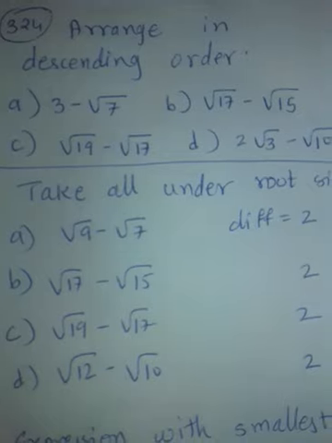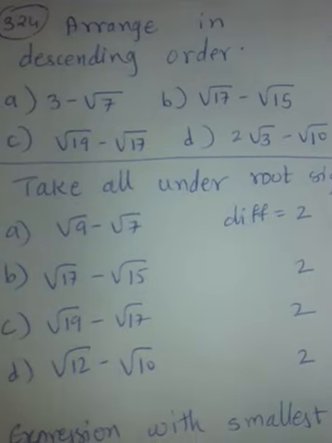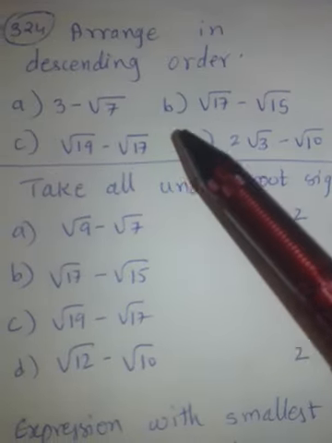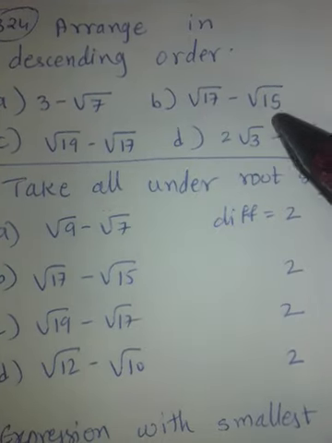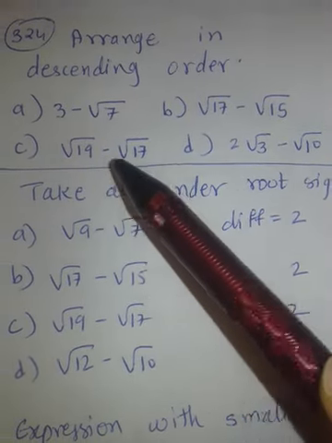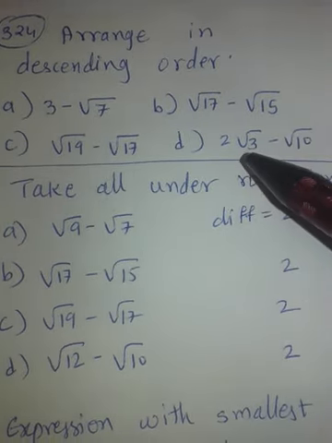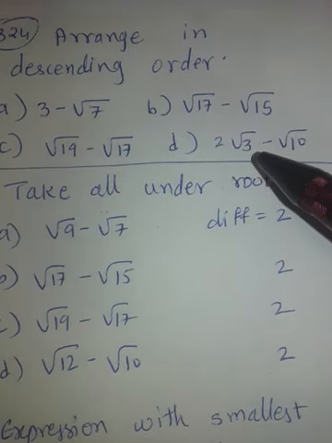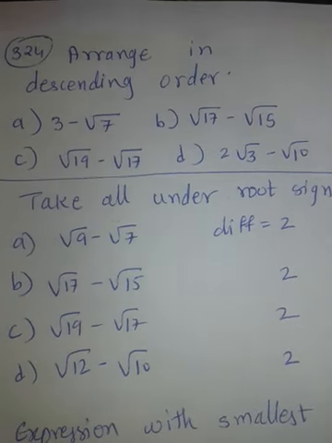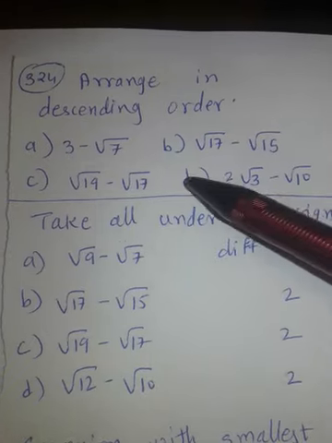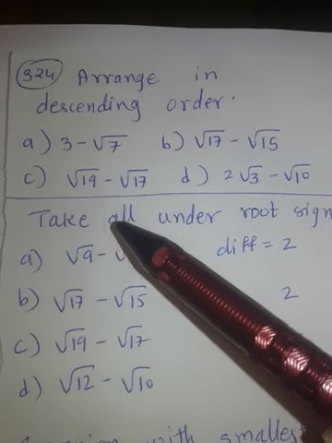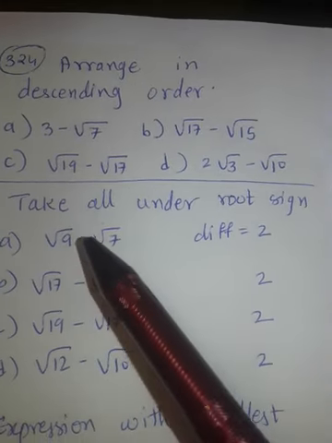Next example. Arrange in descending order. 3 minus root 7. Root 17 minus root 15. Root 19 minus root 17. 2 root 3 minus root 10. This is slightly different from what we have been solving till now. So let's see how to solve this.